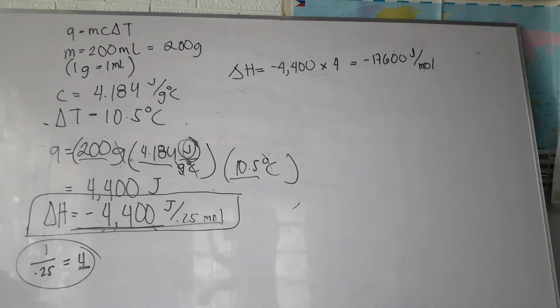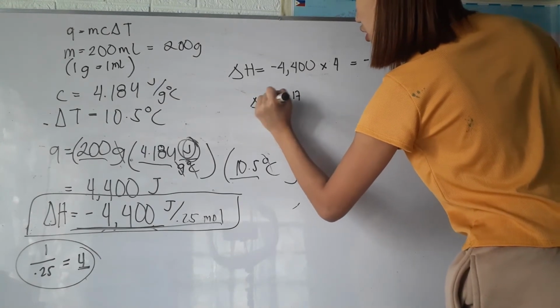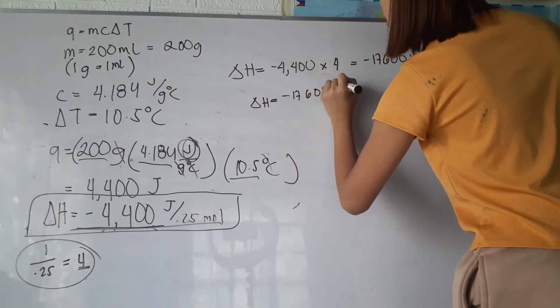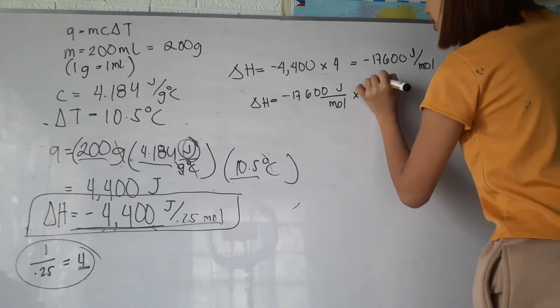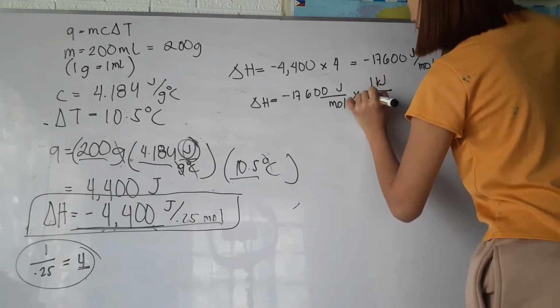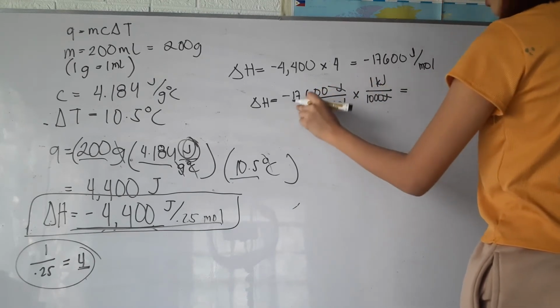Ngayon, i-convert na natin siya into kilojoules. Paano na ulit natin siya i-convert into kilojoules? By dividing it by 1,000. So, negative 7,600 joules per mole times 1 kilojoule is equal to 1,000 joules. So, i-divide lang natin siya.